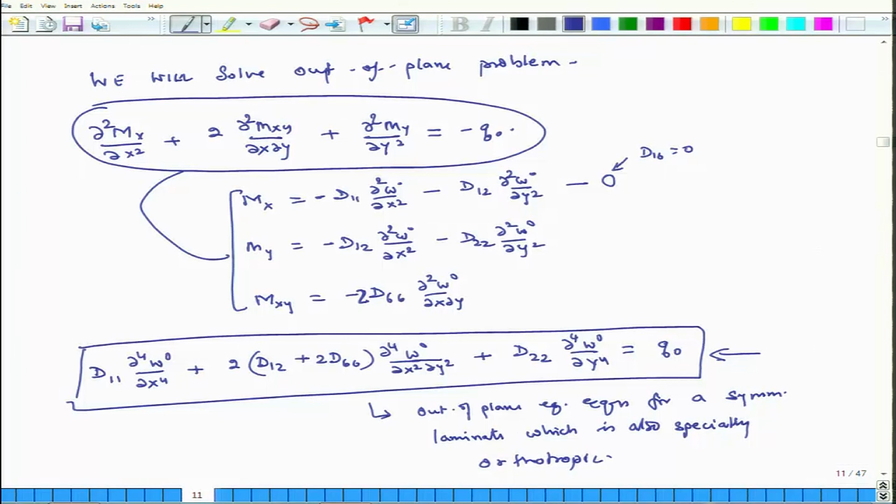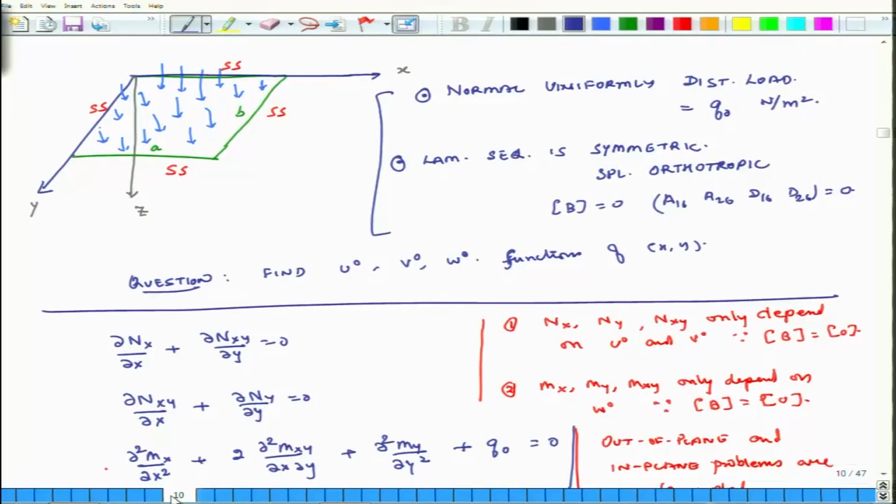Now what we will try to do is solve this equation in the context of the problem described, that is, the plate has simple supports on all the 4 edges and is also uniformly loaded in the transverse direction.